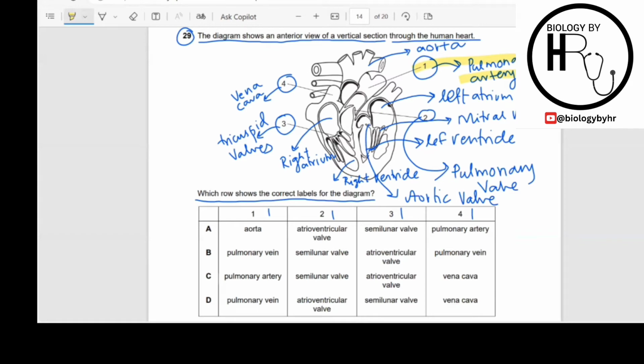Structure 2 is representing the pulmonary valve, which is also known as the semilunar valve. This is correct. Semilunar valves are the valves found between the ventricle and the arteries. Then structure 3 is representing the tricuspid valve. Tricuspid valves are also known as atrioventricular valves, which are found between the atrium and the ventricle. Structure number 4 is representing the vena cava, which receives the blood from the rest of the body. So over here, our answer is option C.